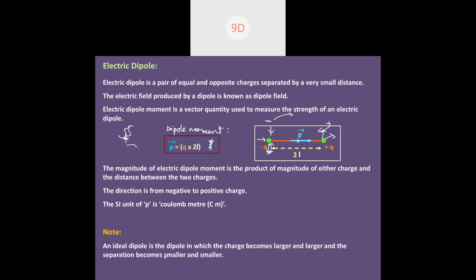An ideal dipole is a dipole where the charge becomes larger and larger and the separation becomes smaller and smaller. If they are spaced at 2L right now, and I increase the charges q and q, the distance decreases. Meaning, if this increases, this decreases. That's an ideal dipole. And they become closer and closer as the magnitude of the charge increases. One is positive, one is negative, that's why attraction is happening.